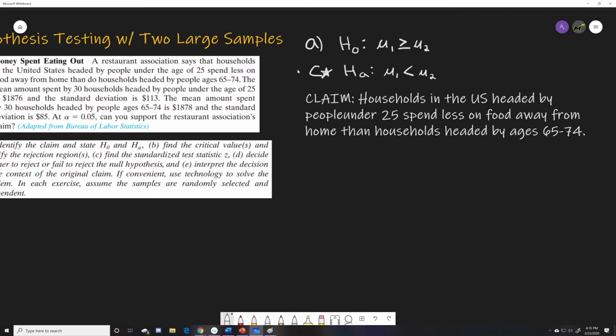That is part A. Moving on, part B asks us to find the critical values. The level of significance is 5%, so alpha is 5%. That's what they said. With our alpha at 5%, we have to go to our table and figure out what 5% converts to in our z-score. So let's pull up a table.